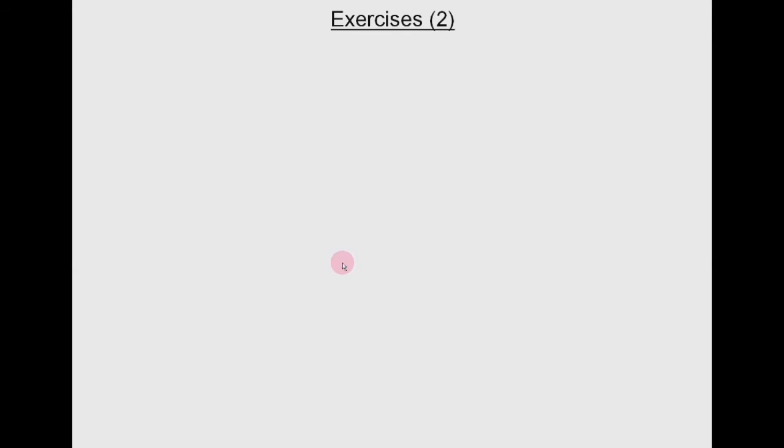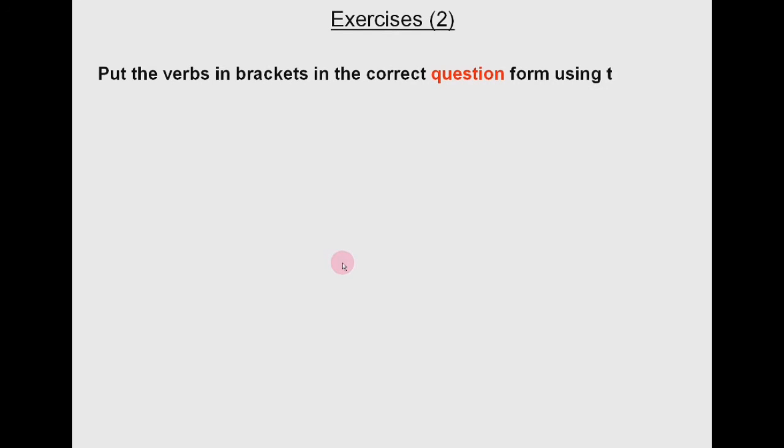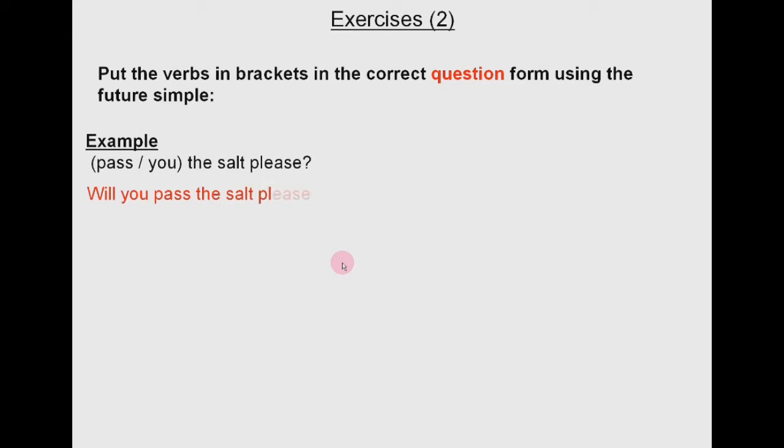Exercise 2. This time I want you to put the verb in the question form. Example, and the answer here is, will you pass the salt please? Question 1.